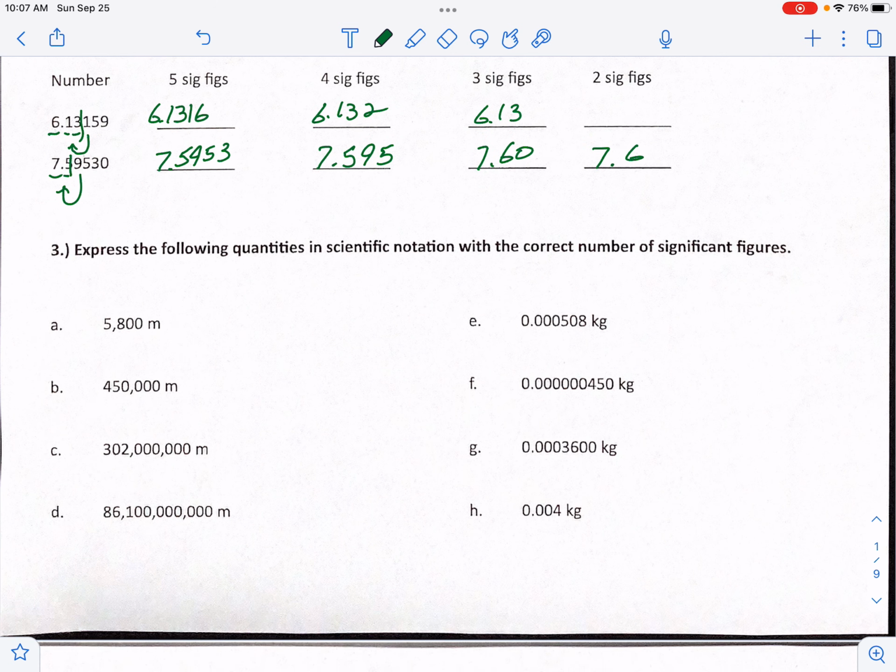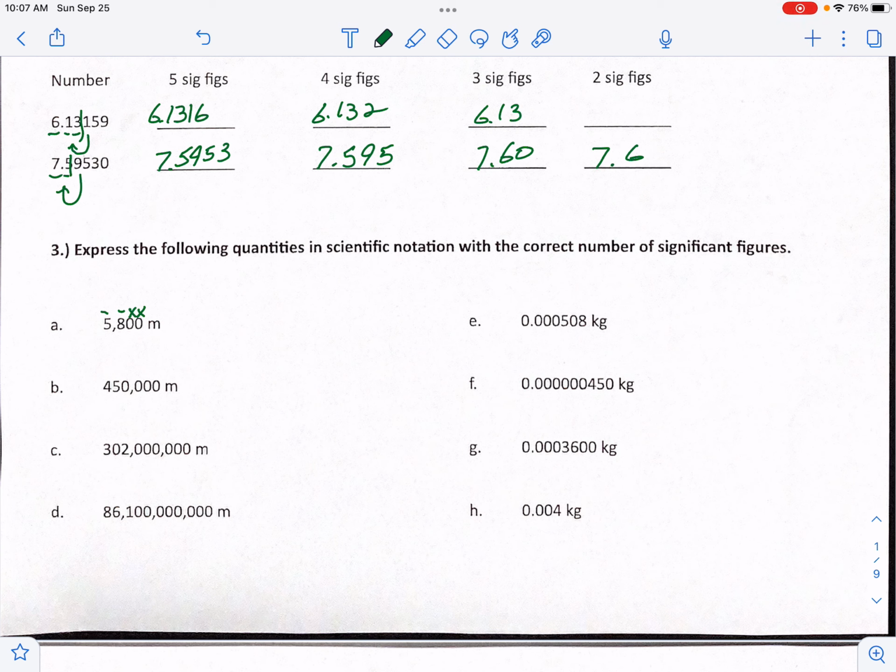3 is express the following in scientific notation with the correct number of significant figures. Okay, so one thing you really need to get in the habit of is counting your sig figs before you even start. Okay, because whatever you have in the beginning needs to be what you have in the end. Okay, so if this 5 and 8 are significant and these zeros are not in the beginning, I only need 2 sig figs in the end.